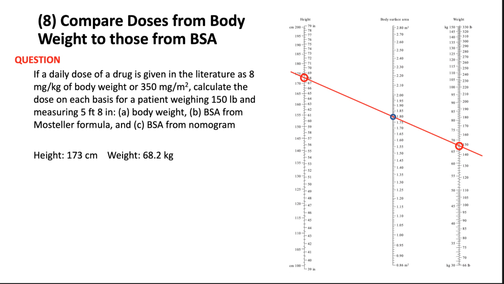Okay, so that's pretty straightforward, although you still have to calculate your units of body weight and height in the correct units. But instead of having to use the Mosteller formula, you can draw this line across there, and wherever it hits the body surface area scale, you can determine that to be their body surface area. So if we just finish off this question using the nomogram, we would take our value from the nomogram of 1.8 meters squared times our 350 milligrams per meter squared and see that the dose would be 630 milligrams.